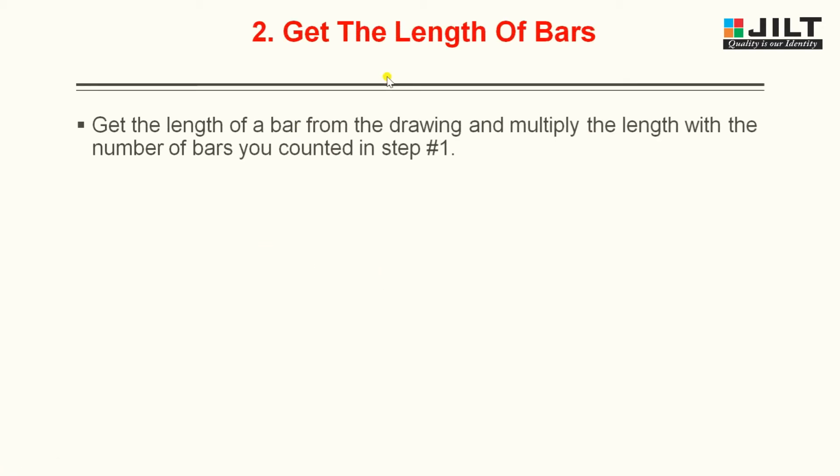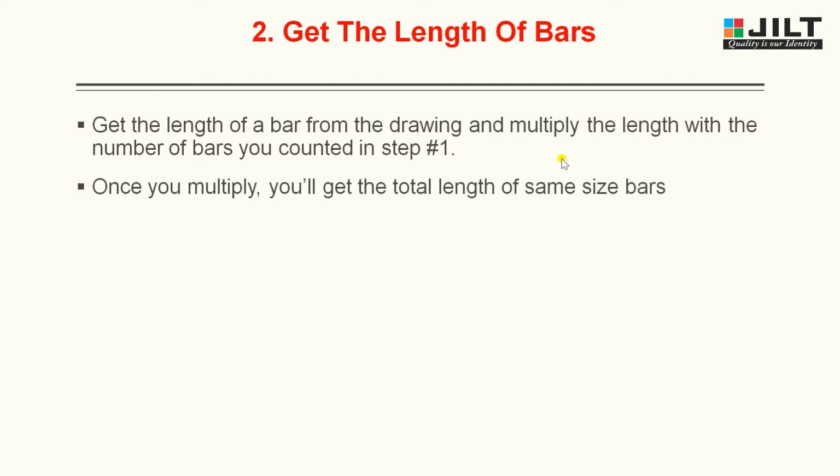The second point is that we need to get the length of the bars. Get the length of the bar from the drawing and multiply the length with the number of bars, which you have already counted in point 1. Once you multiply with the length, you will get the total length of all the same size bars.